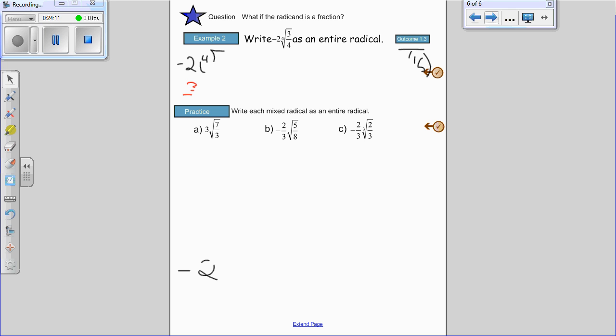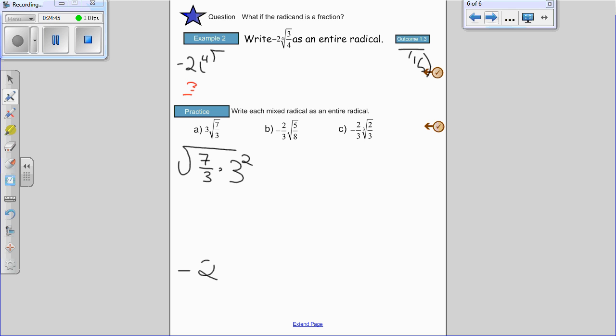This first one, convert it into an entire radical. Bring the 3 under the root sign. So now you've got the root of 7 over 3 times 3 squared. The writing is pretty difficult to see, right? So it almost looks like the cube root of 7 over 3. This is 3 times the square root of 7 over 3.